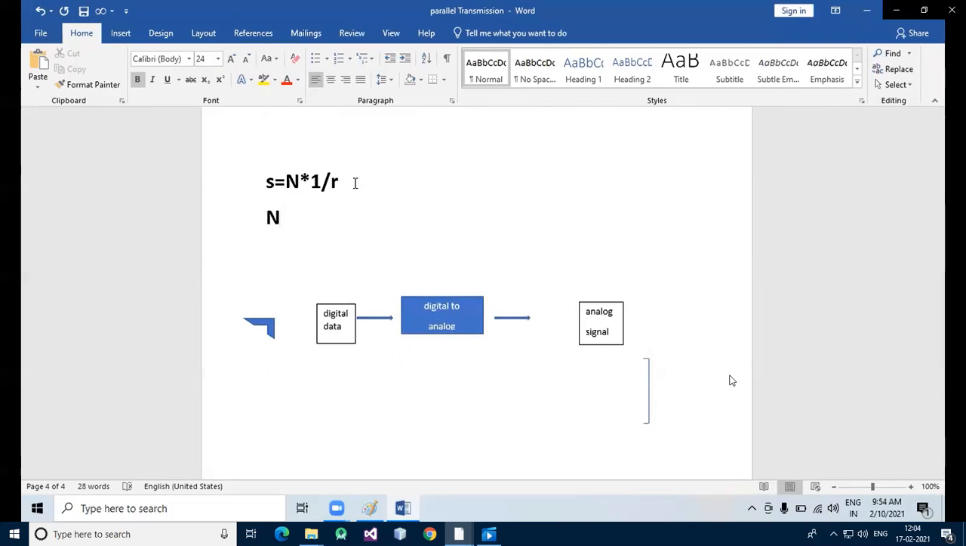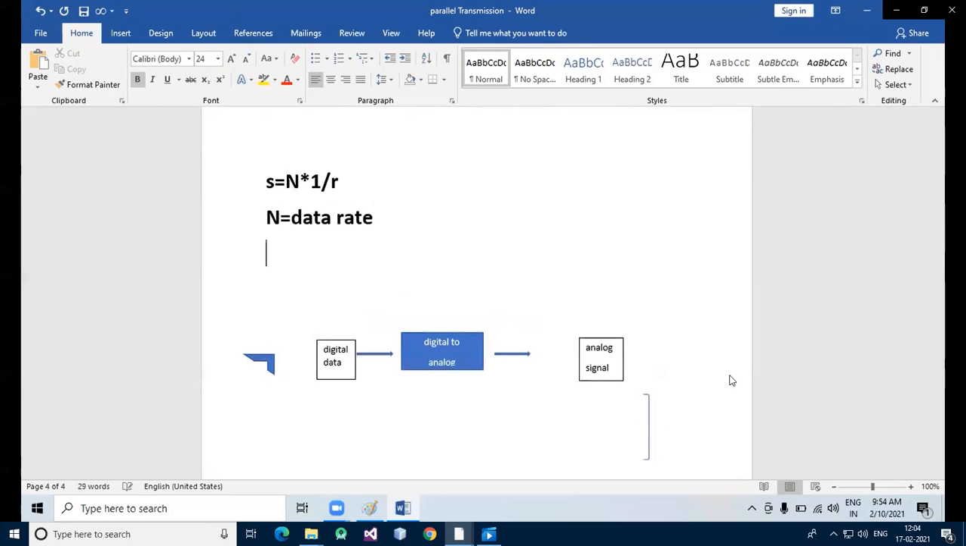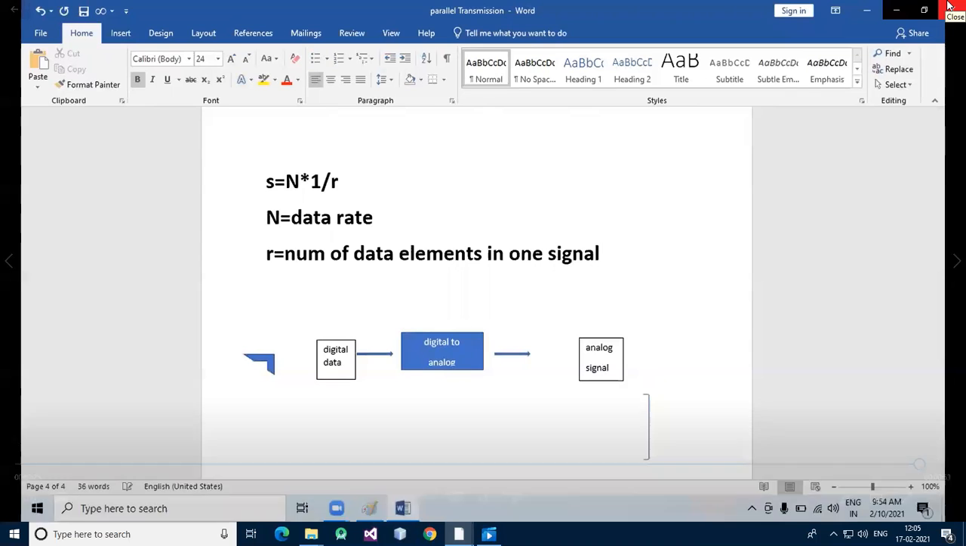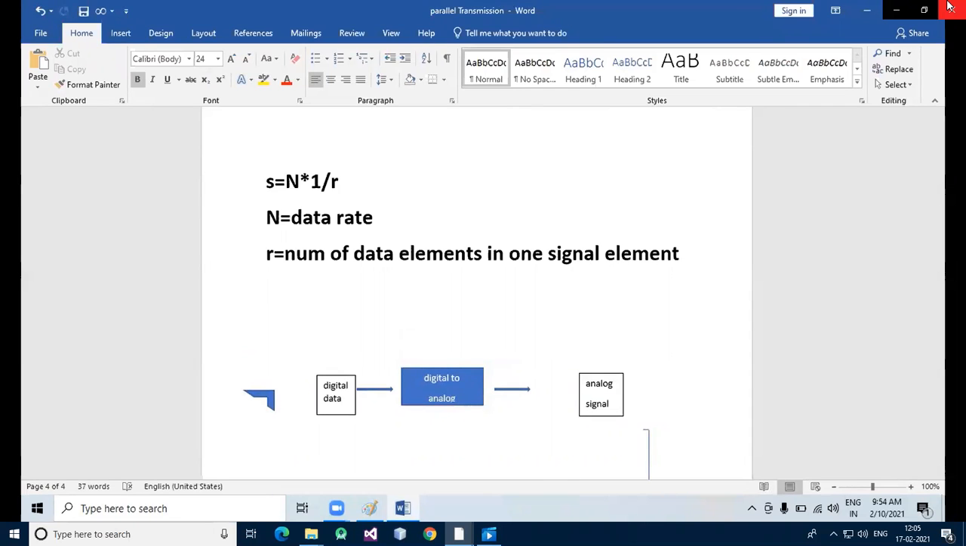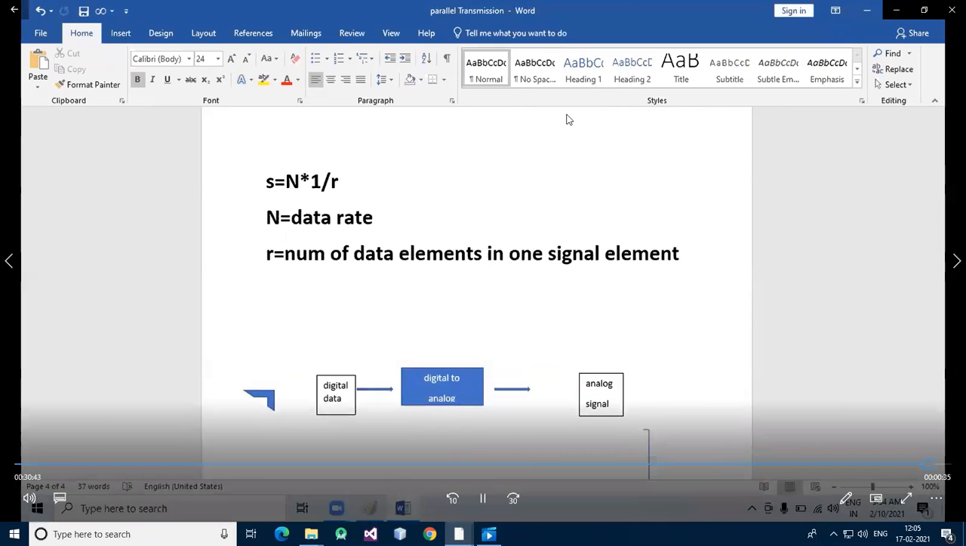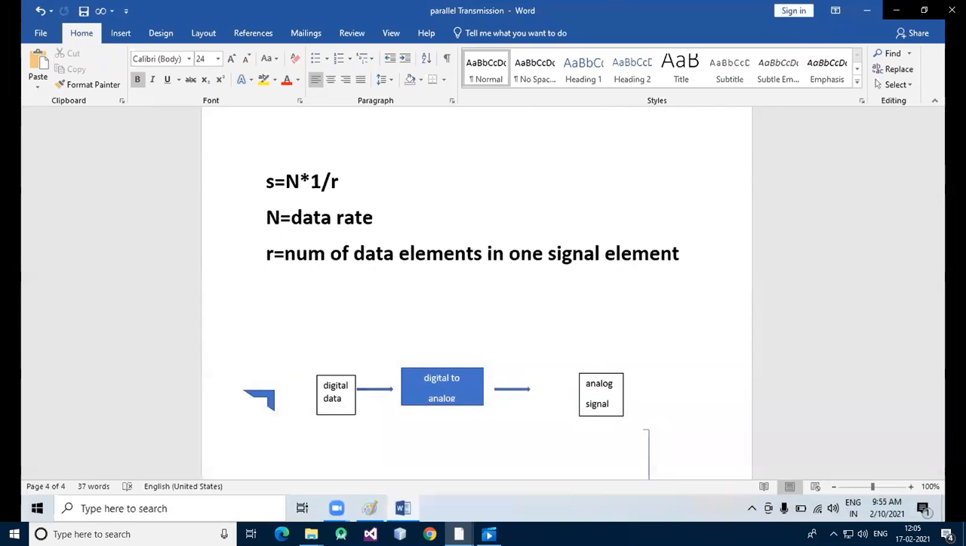N is nothing but the data rate, and r is nothing but the number of data elements in one signal element. So the value of r in analog transmission is as follows: r equals log to the base 2 of L, where L is the type of signal element. Note, bit rate is equal to the number of bits per second, baud rate is equal to the number of signal elements or symbols per second. In the analog communication of digital data, bit rate is always greater than or equal to the baud rate.